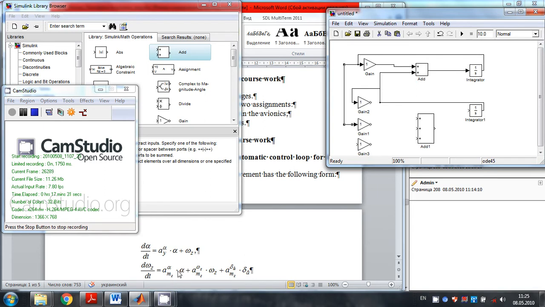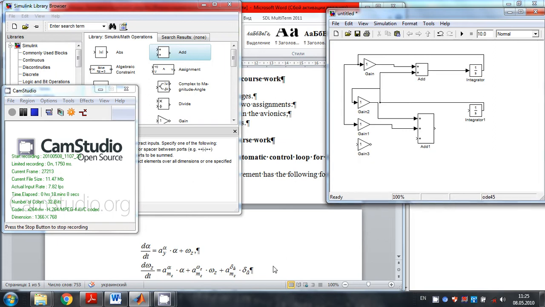So alpha, the angle of attack, needs to be multiplied by this coefficient, alpha mz. So we'll put these coefficients accordingly. This omega is fed back to this first gain unit. We need to multiply omega by this coefficient, alpha mz omega z. And so we can connect these inputs of these two gain modules here. And the third element, the third term of the equation, is deflection.